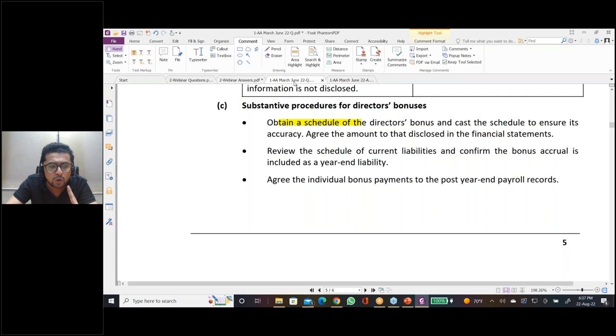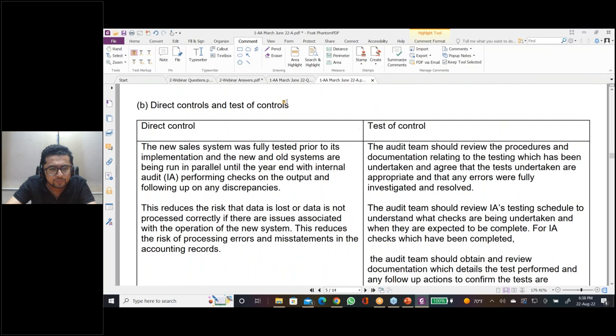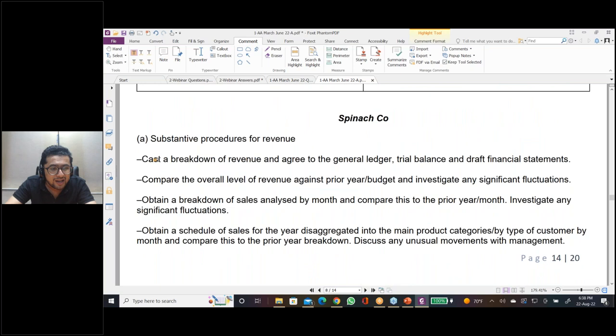The next question, which I'm going to start with you from March, June 2022. The first part is describe substantive procedures on the revenue. Now check out the solution. Revenue, spinach company over here. Cast a breakdown of revenue and agree the amount with general ledger trial balance in the draft financial statement. How does that sound? I'm trying to perform the recalculation out of AEIOU. How am I going to get the evidence from the accounting books and records? I'm trying to verify the valuation or the accuracy, moreover the completeness as well.